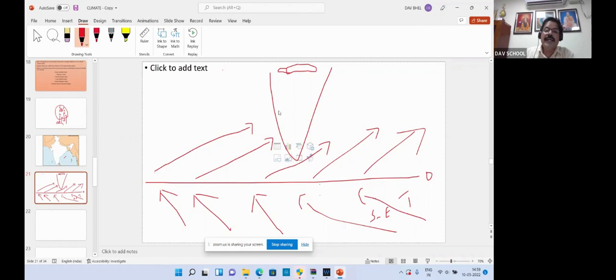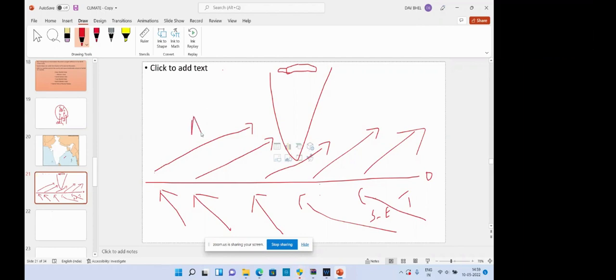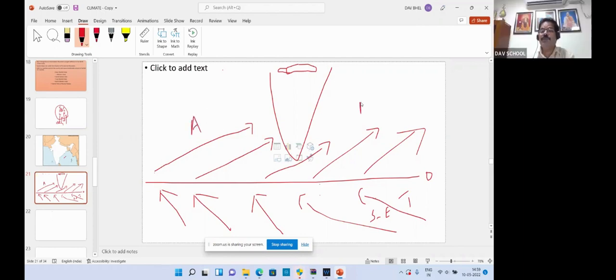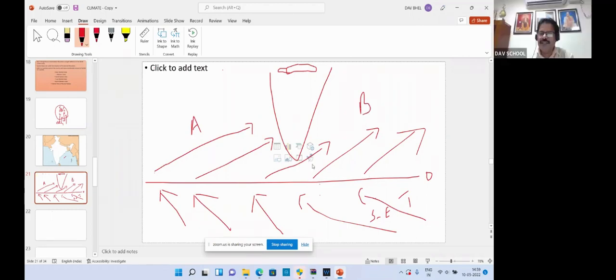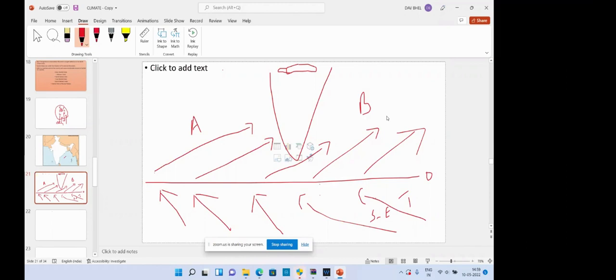Now, by early June, the Indian Peninsula will divide these monsoon winds into two branches. What are those two branches? Arabian Sea branch and Bay of Bengal branch. It is the Indian Peninsula which is dividing the wind into two branches. One is the Arabian Sea branch and the other one is the Bay of Bengal branch.